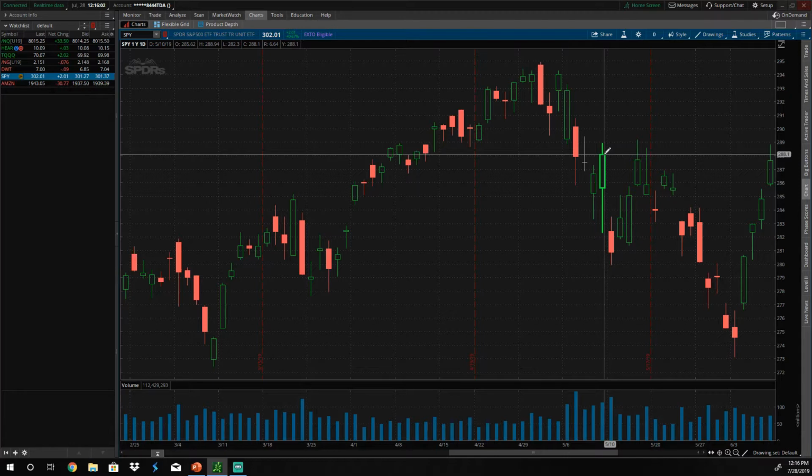The close is 288.10. Yeah, the open is 285.62, and the close is 288.10. I can see that on the top left screen right here. It will show you the price. If you hover over the candlestick, it will show you the open and close.